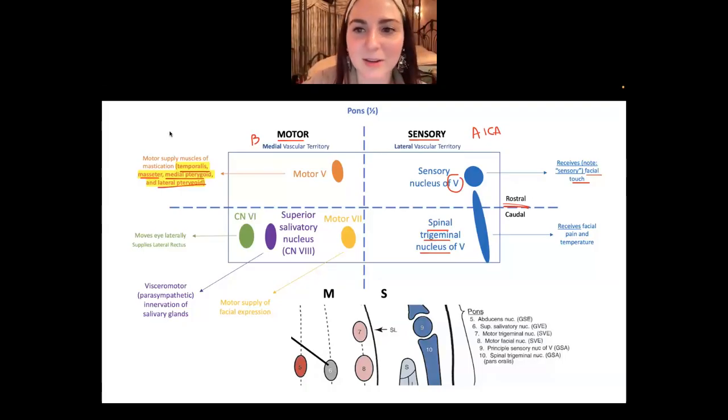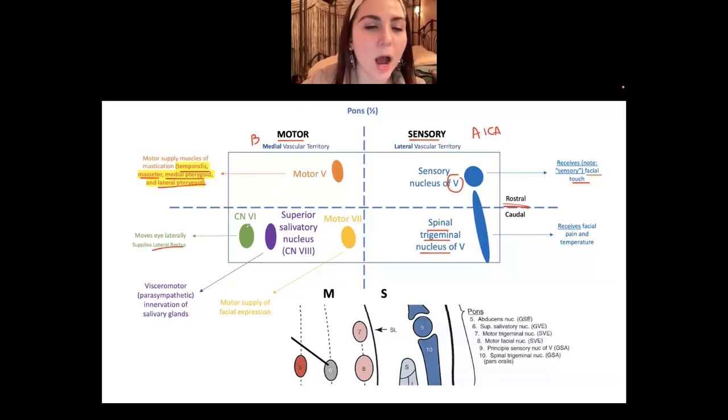Okay, so we did the rostral. So now caudal. We did spinal trigeminal. Now back to the motor side. Cranial nerve 6, so the abducens nucleus. Remember, this is a motor nerve because it's eye movement, but it's on the outside, right? It's abduction. It's the lateral rectus. We already talked about that. It comes from this nucleus.